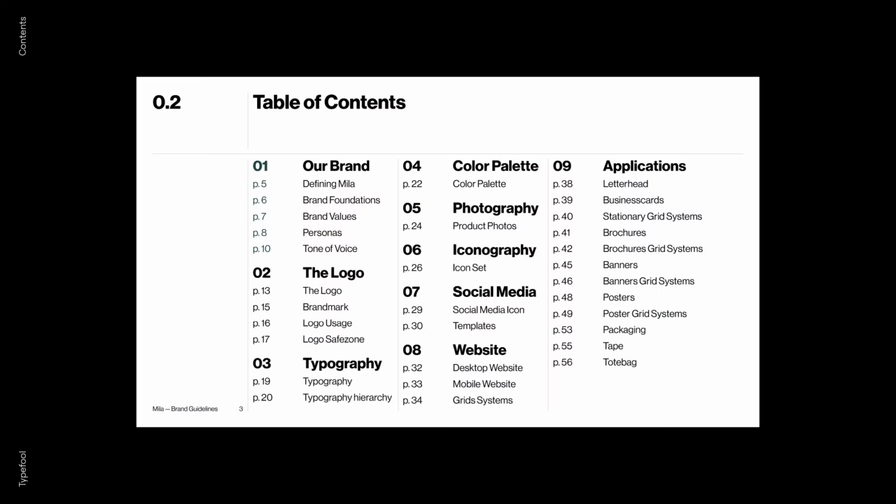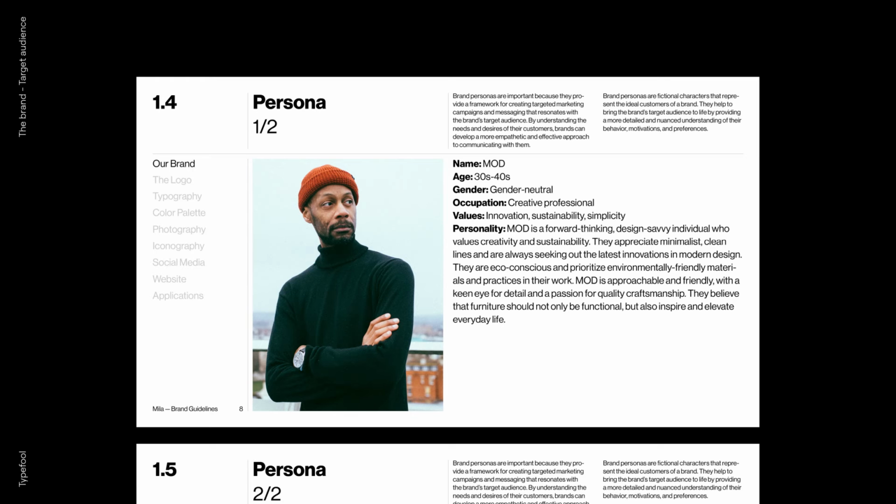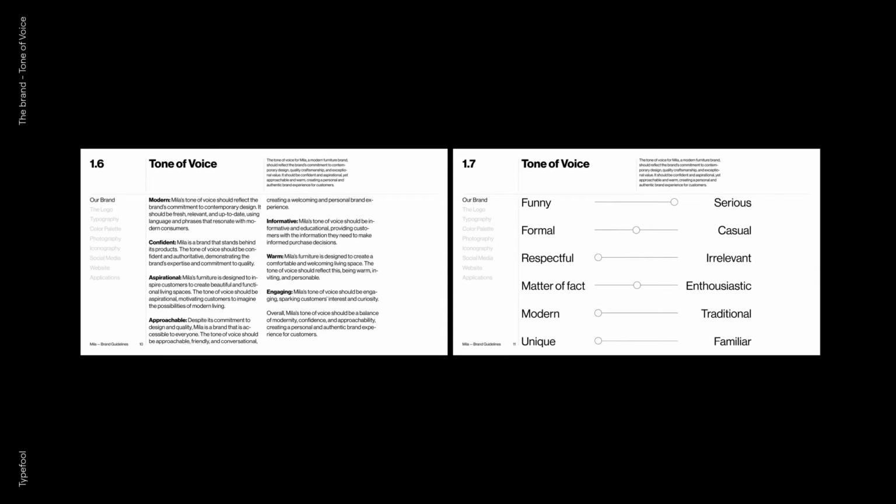To start, you want a table of contents, so when the client or the designer working on a brand can see what's inside. Then you also want to make sure to outline the core of the brand. This includes the brand's mission, vision, brand values, and the target audience. This is the core of any successful brand, and the rest of the visual identity is based on these elements. But that's not all. It also extends to the brand's tone of voice, creating a consistent language that resonates with the audience.